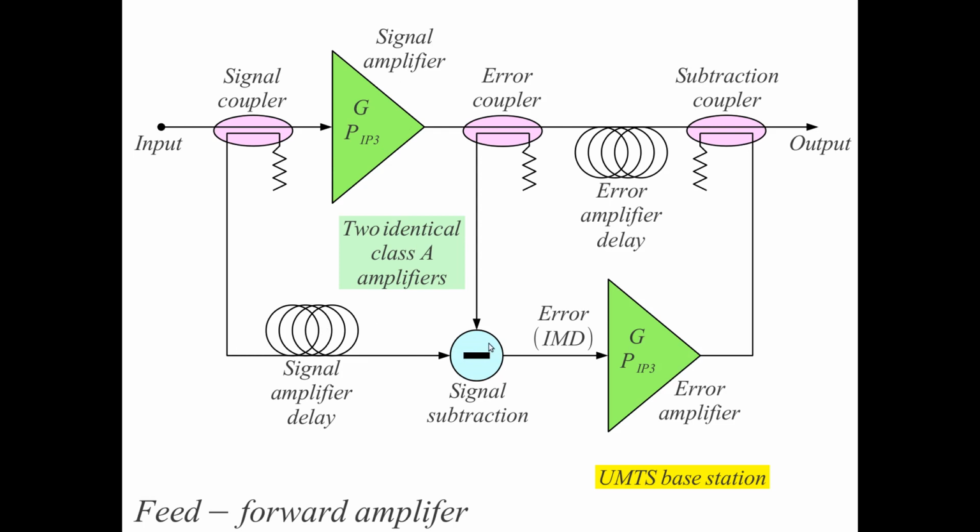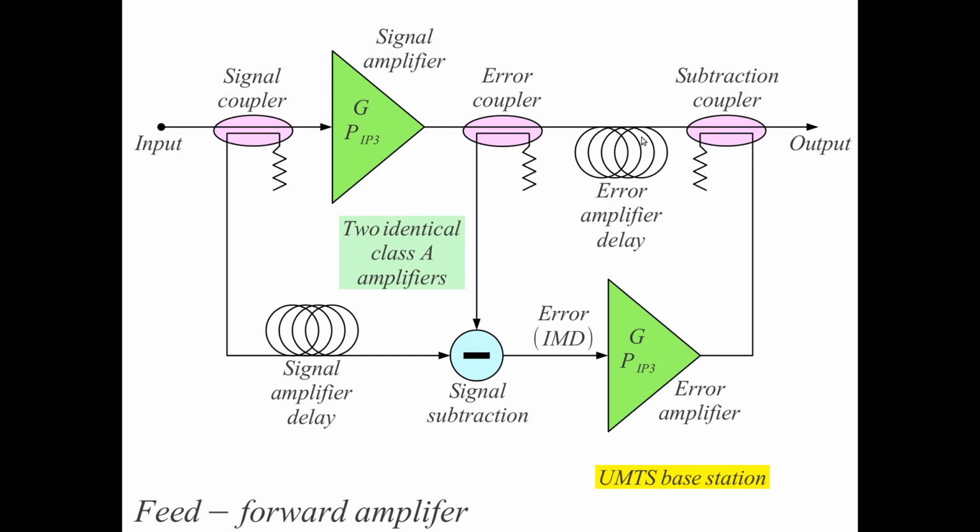to make this subtraction correct. What we get in the output is just the error, and the error is our intermodulation distortion. We now amplify this error with an error amplifier. This is also a Class A amplifier. Both amplifiers are Class A amplifiers. And this error is then subtracted through an output coupler from the output signal.